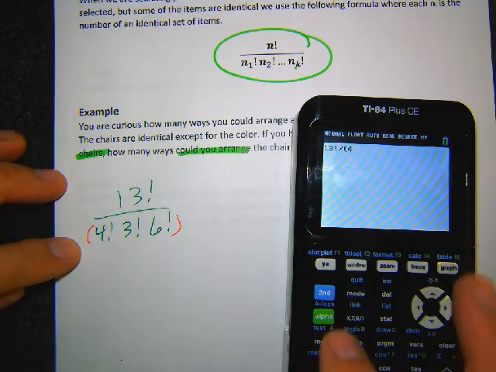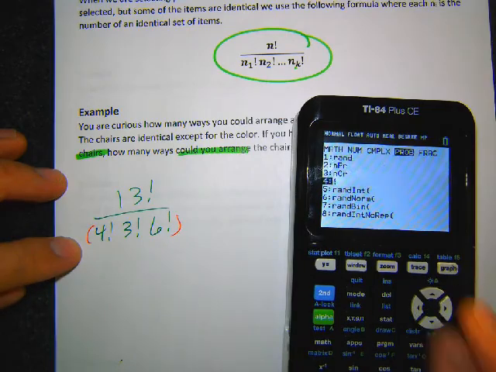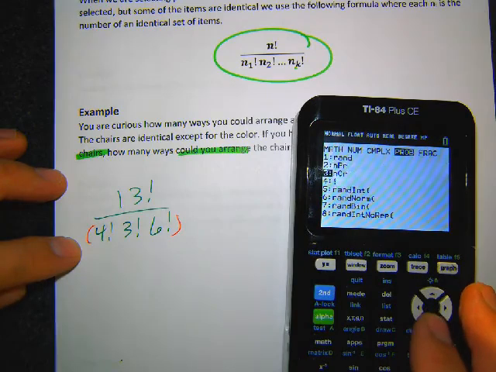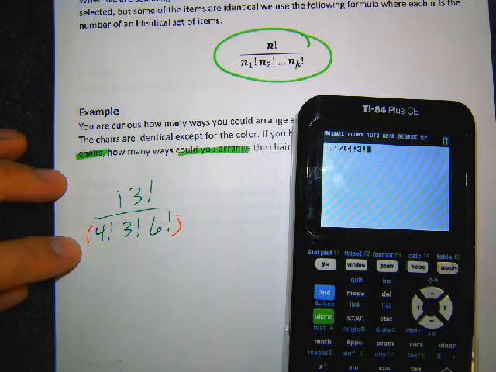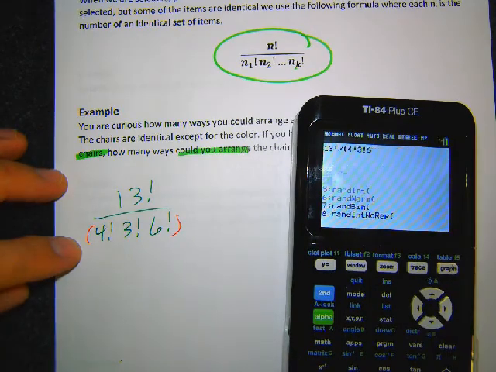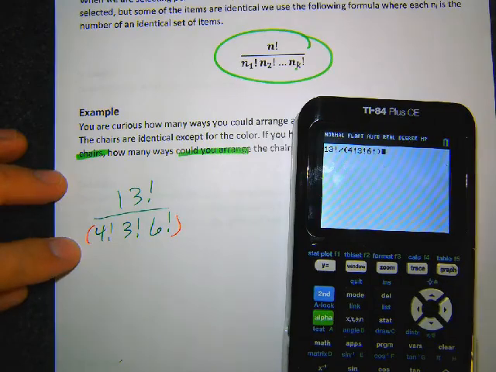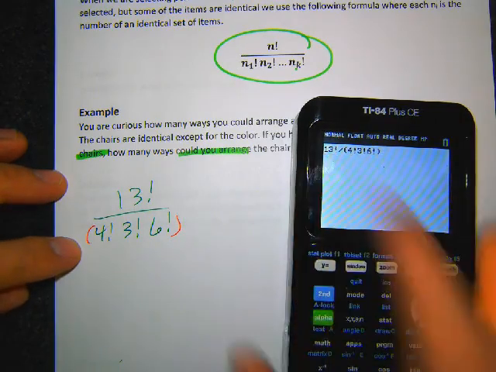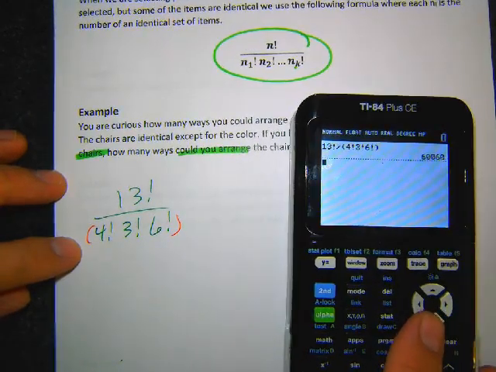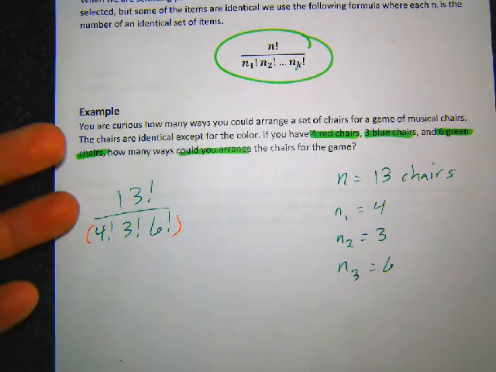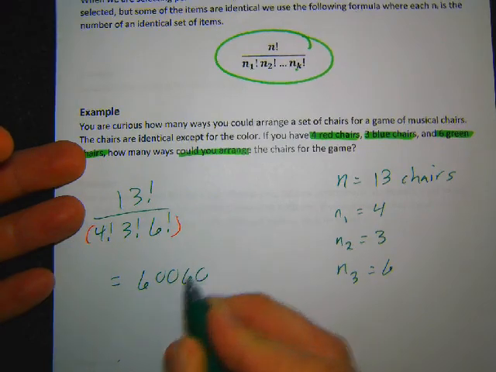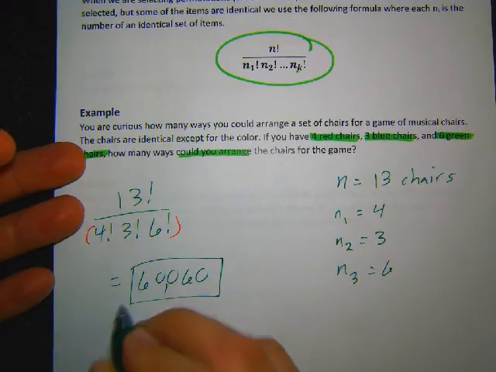So we do 4 factorial, 3 factorial, and if you just put them next to each other like this, I'm pretty sure, if I remember correctly, it will multiply them. I don't need to put the times in there, because your calculator usually assumes times if you put things next to each other. Close that off, so now it should do the multiplication and then the division. And you should get 60,060. So that makes sense. 60,060 is our answer. Quite a few options, right?